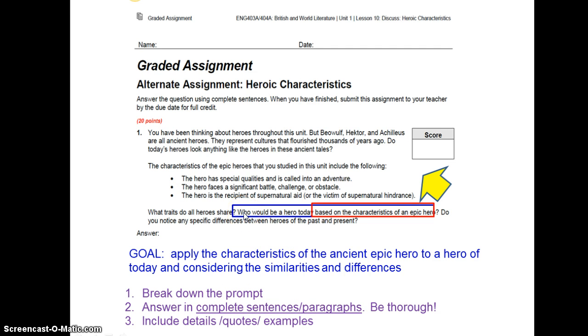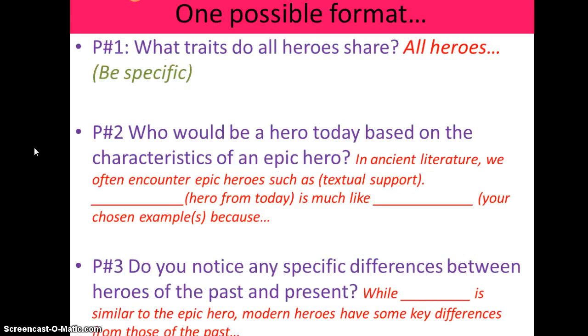As with all assignments, particularly writing assignments, it's always a good idea to break down the prompt, answer in complete sentences or paragraphs, make sure you're thorough, and include details, quotes, and examples. Because this is our first assignment, I'm going to show you and give you a model for what might be one possible way. Please note this is only one possible way to do this, but hopefully from this idea, you'll understand how thorough and how thoughtful you need to be. Mine is broken down into 3 paragraphs. They don't have to be really long paragraphs, but 3 good paragraphs.